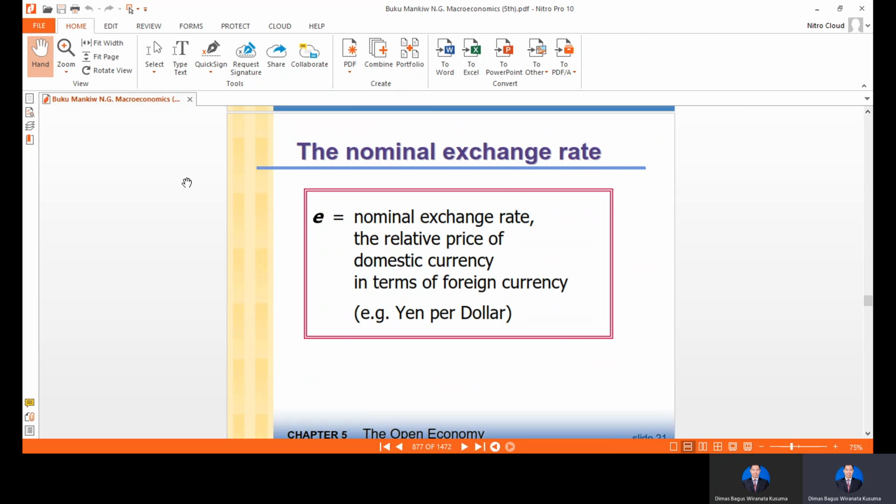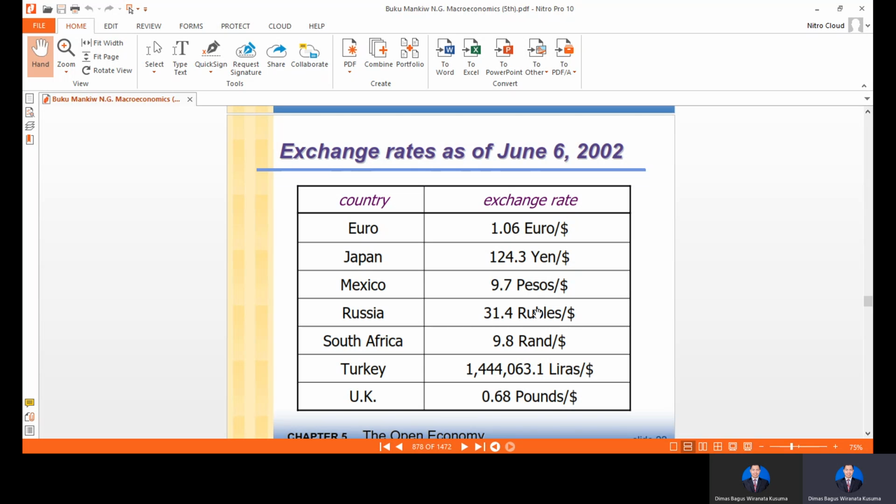And the next one is that we turn to learn about the nominal exchange rate. Here we have E equal to the nominal exchange rate, meaning the relative price of domestic currency in terms of the foreign currency. So, for example, yen per dollar. It is called the nominal exchange rate, the price of domestic currency in terms of the foreign currency. And here is an example of exchange rates as of June 9, 2002: the price of the euro in terms of US dollars and others, the price of the Japanese yen to the US dollar.